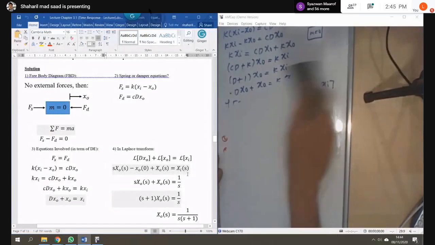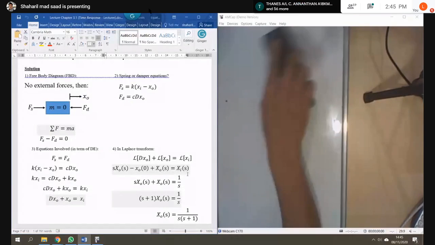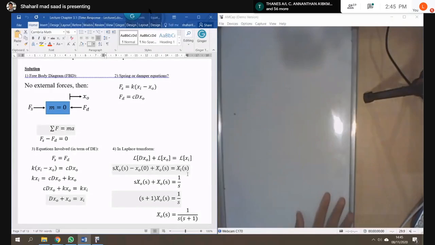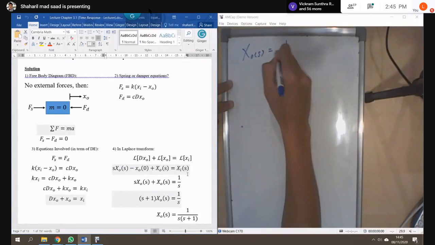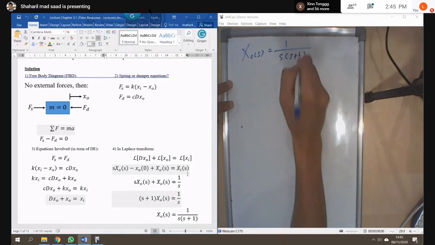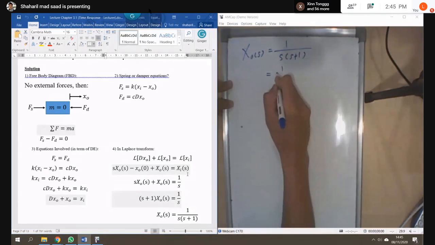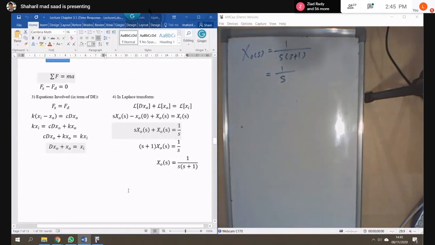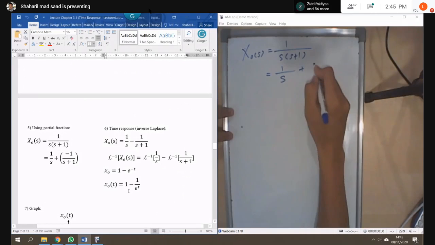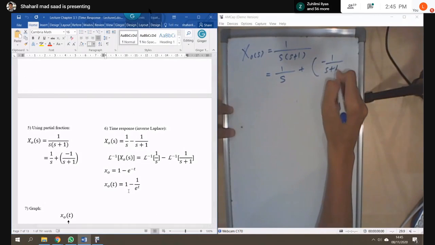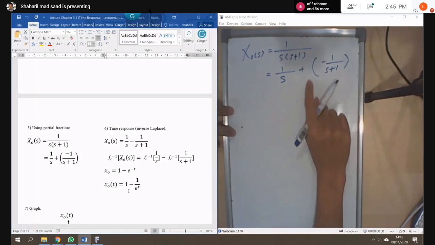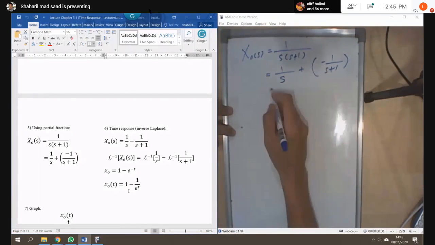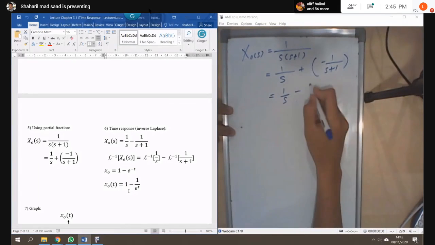Okay. So the final one you get is x naught in Laplace domain, 1 over s plus 1. For this one, you can make it 1 over s minus 1 over s plus 1. Okay. How to get this? We have a method, right? How to get this one. Just accept all this one first, right?